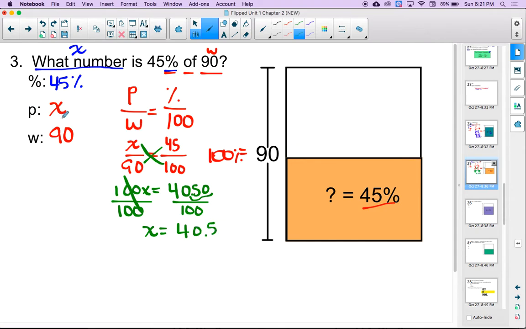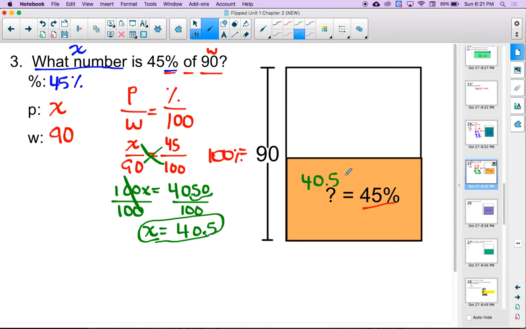Remember, this time I'm solving for the part, so I don't have to add a percent sign after it. I could just leave my answer as 40.5. So if I want to put that back into my diagram here, that means that 40.5 is equal to 45% of 90. So we're slightly less than half. 45% is slightly less than 1/2. And if we think about half of 90, that would be 45.